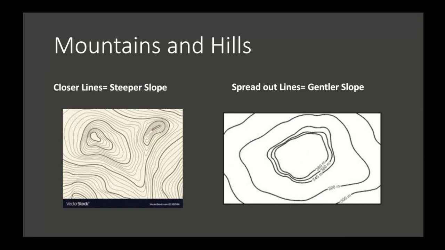Same with when those lines are more spread. It's going to be a little bit more of a gentler slope because there's a greater distance between those lines for the elevation to change. So the closer those lines are, the steeper the slope. The more spread out they are, the gentler the slope.